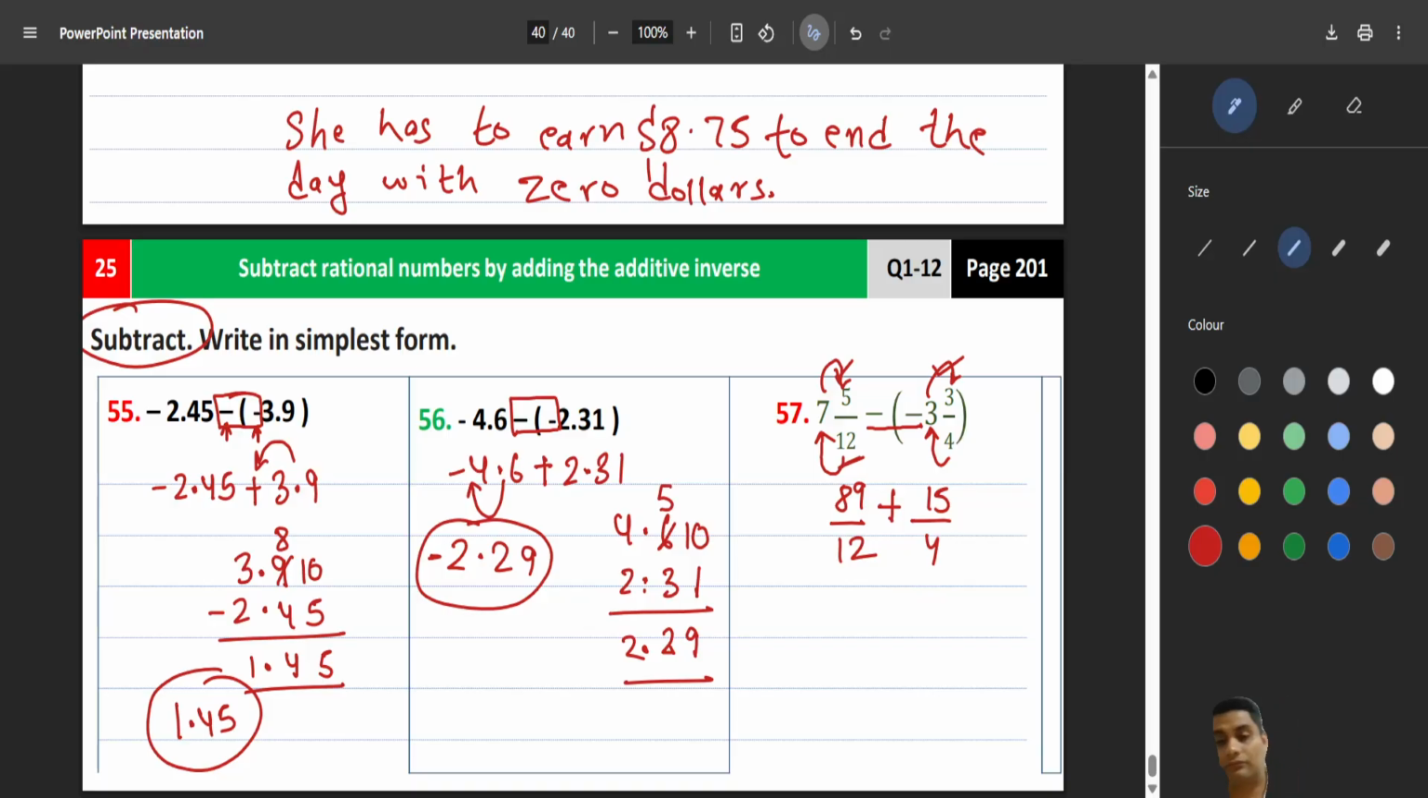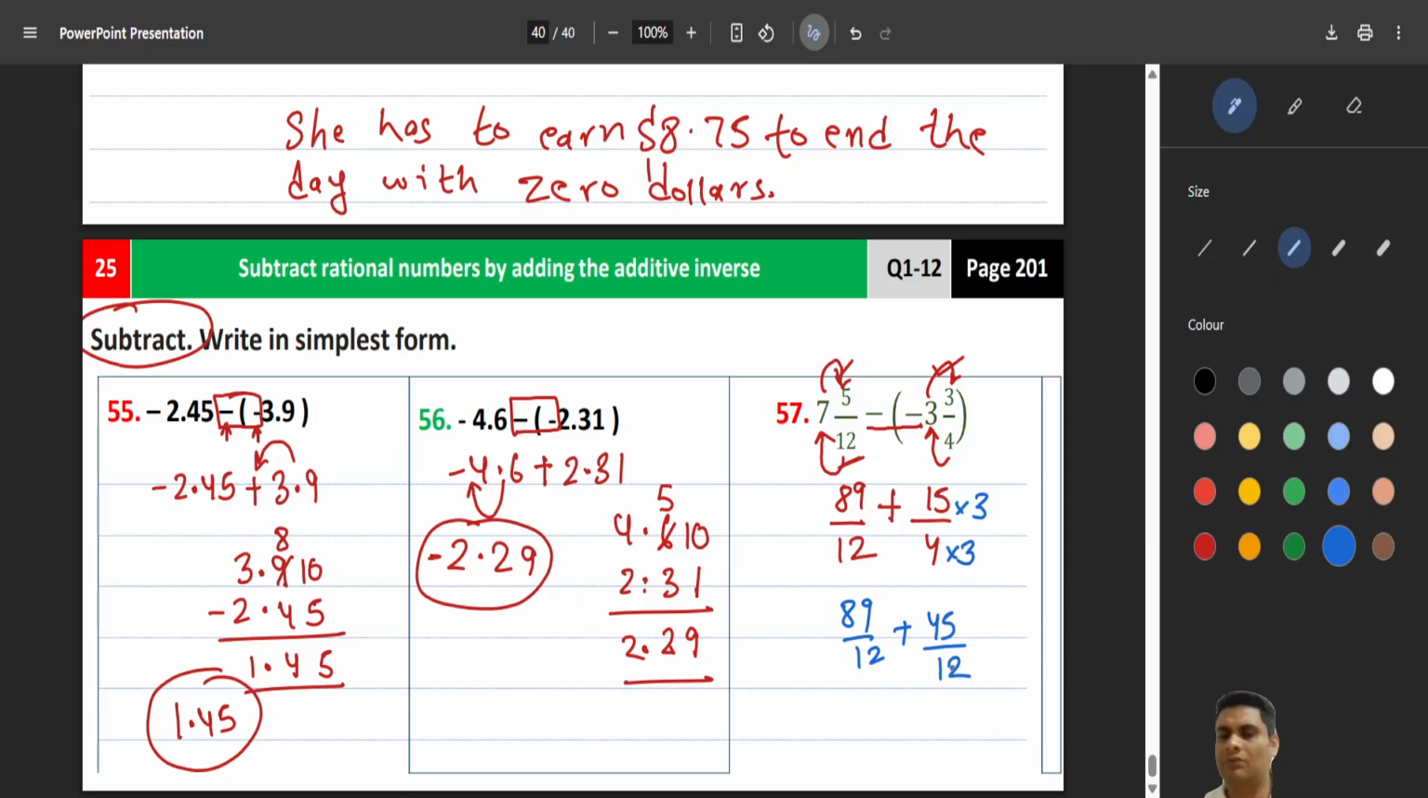Now see, we will not use the butterfly method. Sometimes try to use the brain. I told you the denominator, the down number, should be the same. I see 12 here, I see 4 here. I know I can change the 4 into 12. How? By multiplying by 3 here. Yes or no? But if I do something with the denominator, I have to do the same thing with the numerator up also. So this will become 89 over 12 plus 15 times 3, 45, over 4 times 3, 12.